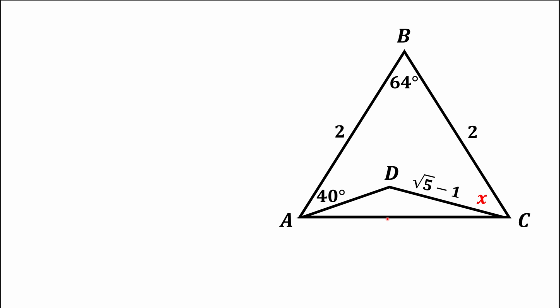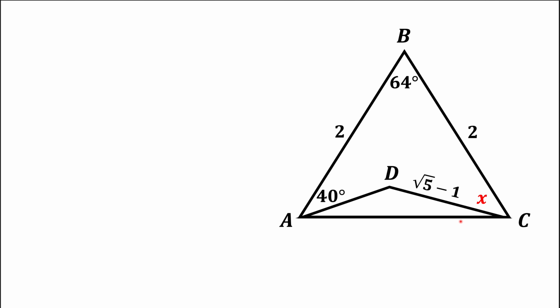Now here we have a triangle ABC. It has two congruent sides, AB and BC. We know the angle B, which is 64 degrees. Inside of that triangle there is a point D, and we are also given the length of a segment CD, and the angle between AD and AB. And we were asked to find the angle between AB and CD.